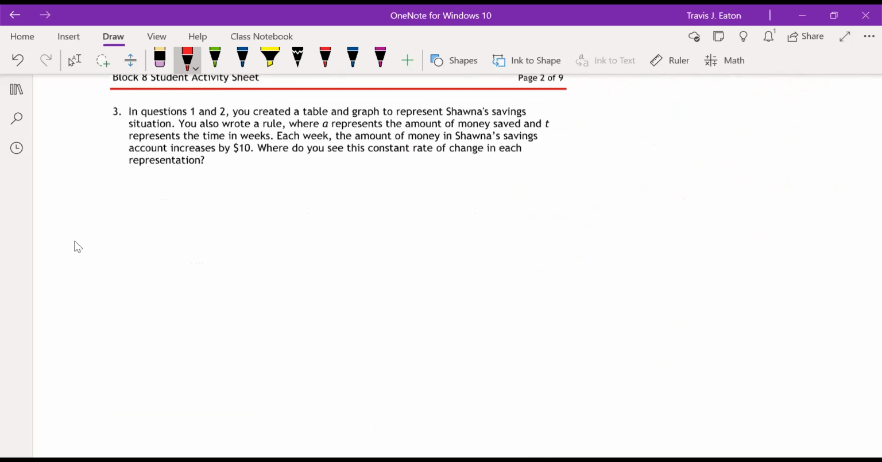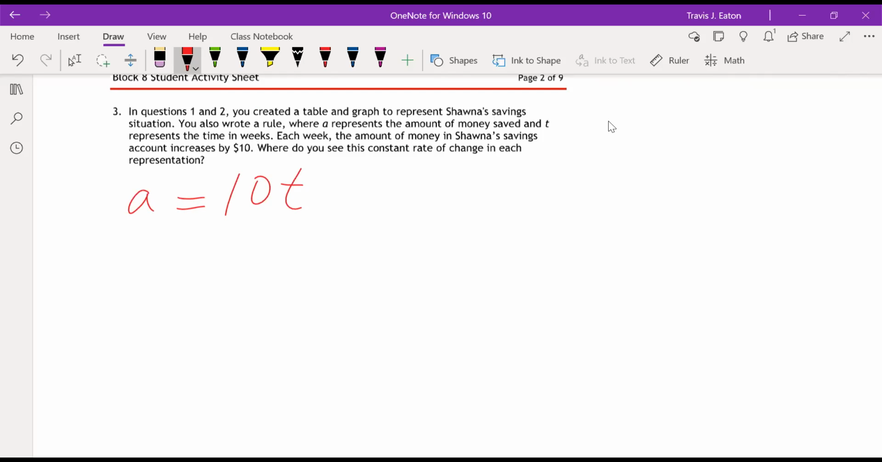Question 3, it says, in questions 1 and 2, you created a table and a graph to represent Shauna's saving situation. And we also wrote a rule where A represents the amount of money saved and T represents the time in weeks. If you remember that was A equals 10T, right? Now, each week, the amount of money in Shauna's savings account increased by $10. Where do you see this constant rate of change in each representation?